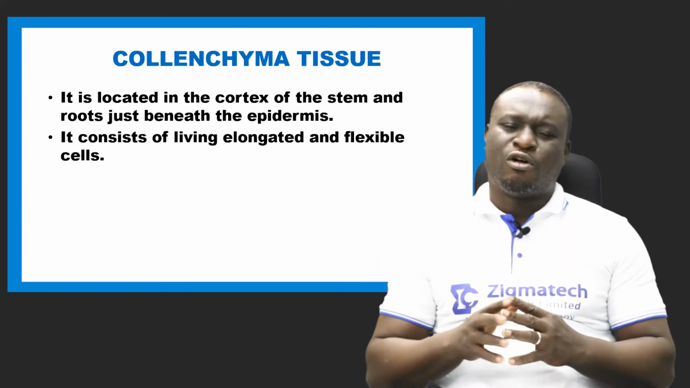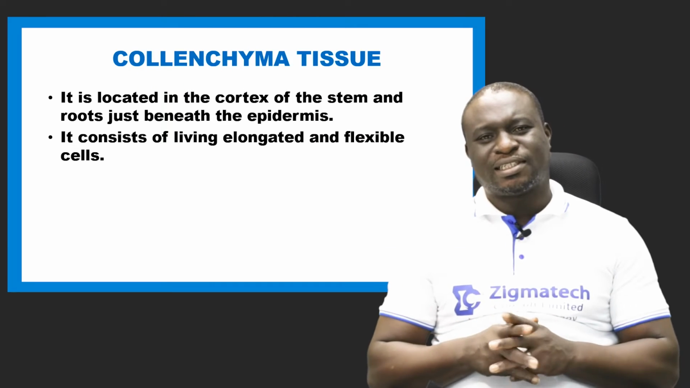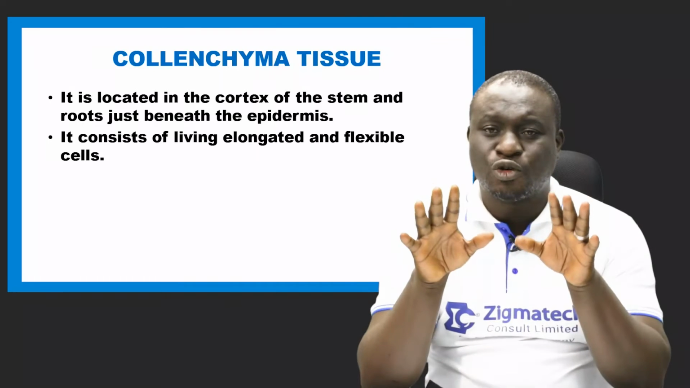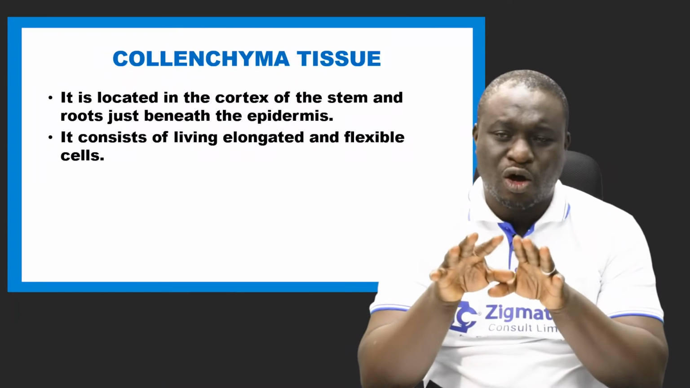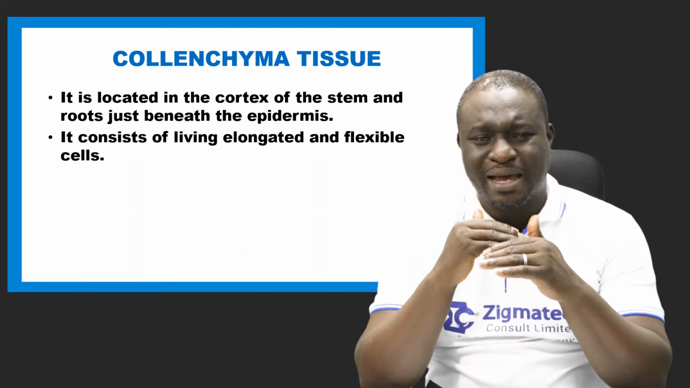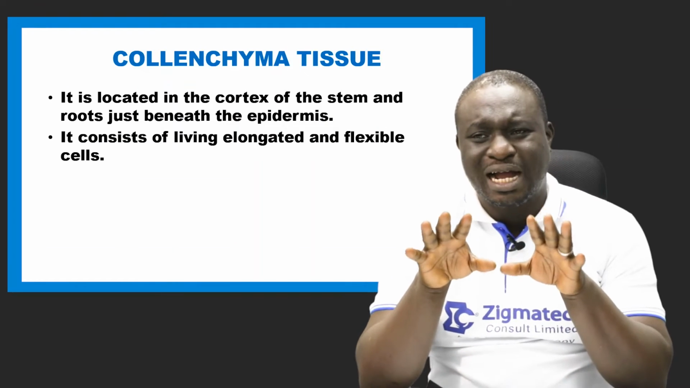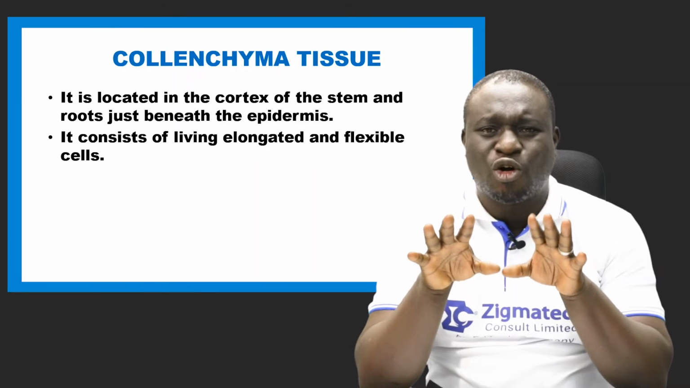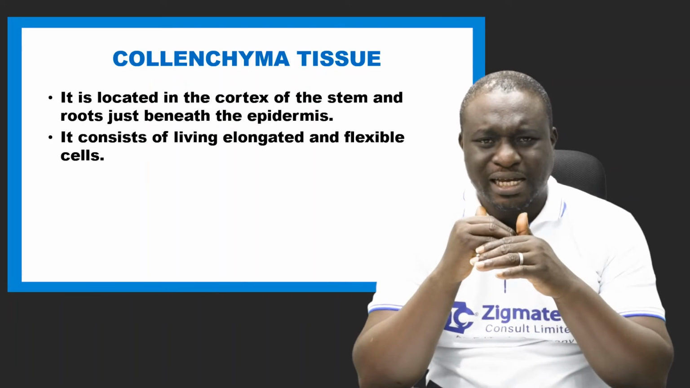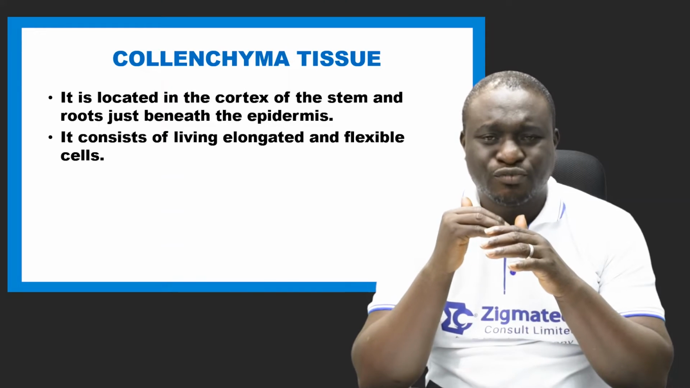Number three type of supporting tissue in plants is the Collenchyma tissue. Now, the Collenchyma tissue is also located at the cortex of the stem and the roots, and it is usually found beneath the epidermis. Another thing to take note of is that the Collenchyma tissues consist of living, elongated, and flexible cells. So flexibility is also one of the functions of the Collenchyma tissues.